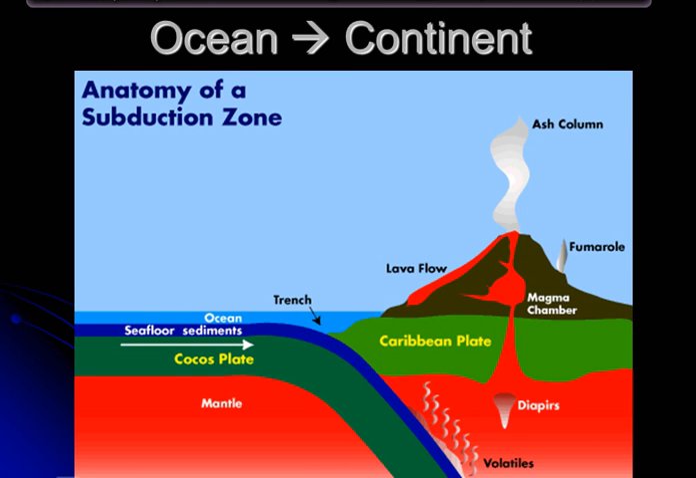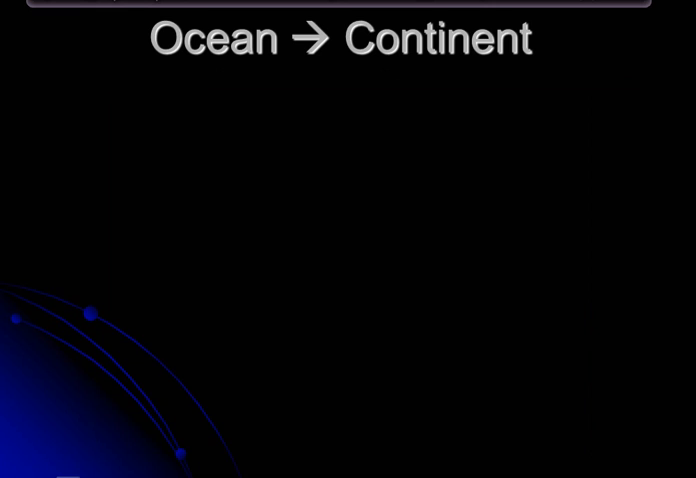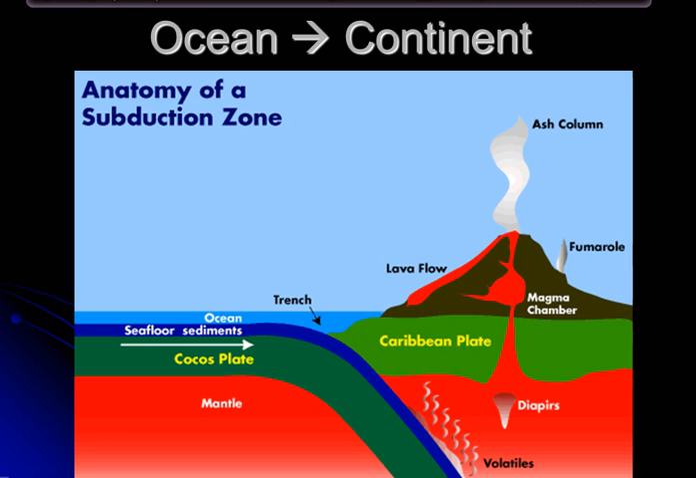Now, the big one is when we get ocean to continent. When ocean to continent occurs, well, let me go back to that for just a second before I continue. We get what's called a subduction zone. Make sure that you are familiar with this term, subduction zone. A subduction zone is when one plate dives beneath the other. In this situation, your oceanic plate is diving beneath the continental plate. It is more dense, so it's going to go underneath. The less dense continental plate sits on top.